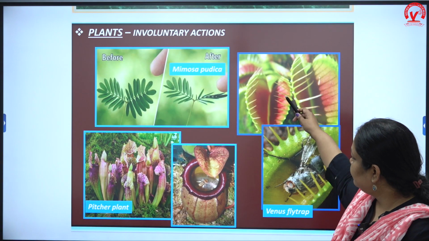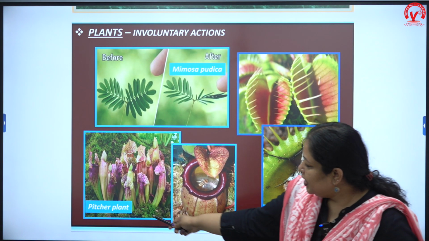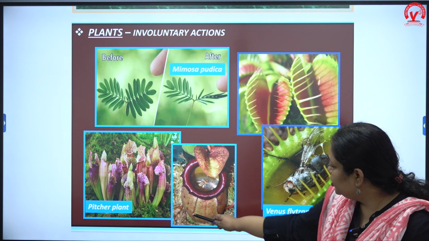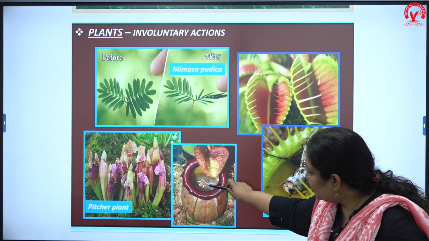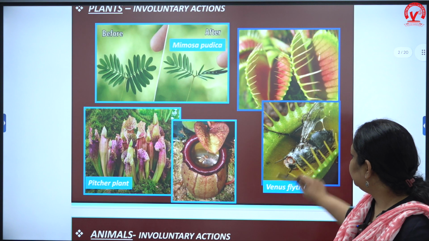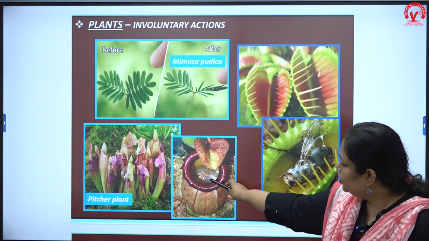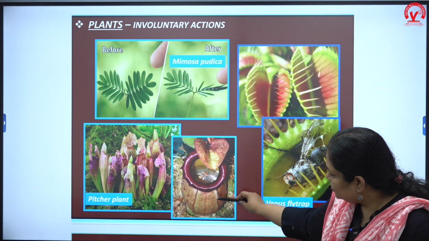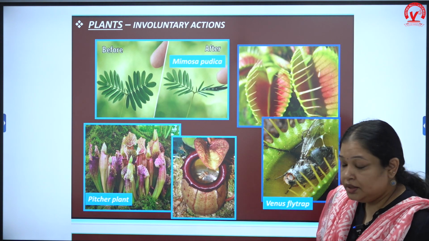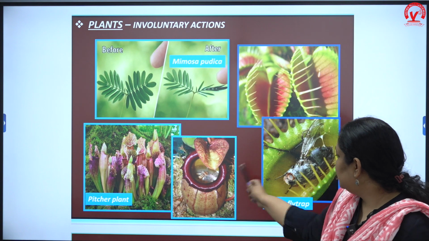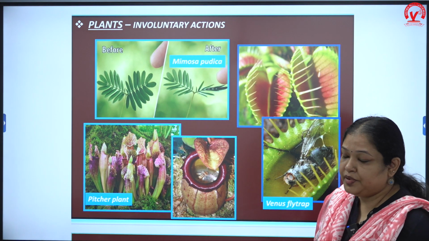We also have the Venus flytrap and the pitcher plant. The Venus flytrap and the pitcher plant trap their prey inside the plant. Like over here you can see a fly, and over here you can see an insect, and there is a small liquid that is kind of like an acid, which disintegrates and eats the prey.